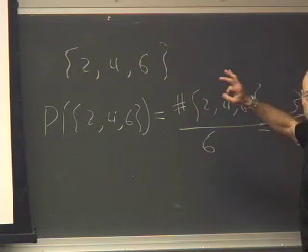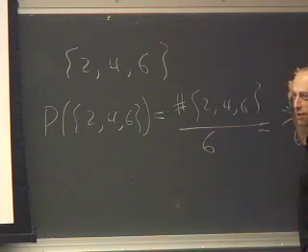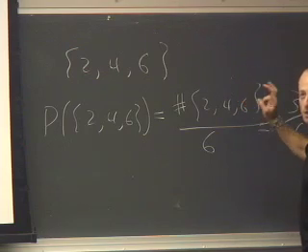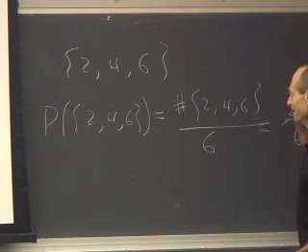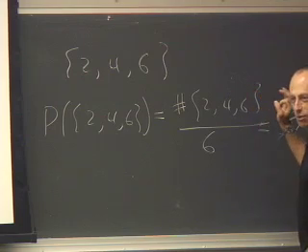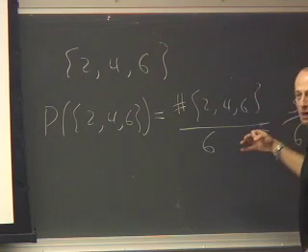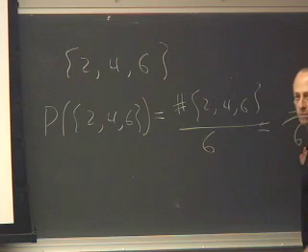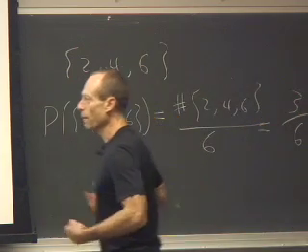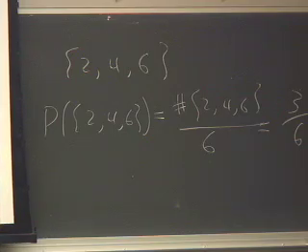Okay, so this is what we're talking about. The uniform distribution in this case says the probability of a particular event is the cardinality of that event, the number of outcomes in that event, divided by the cardinality of the whole outcome space. Okay? All right, what about rolling a pair of dice?